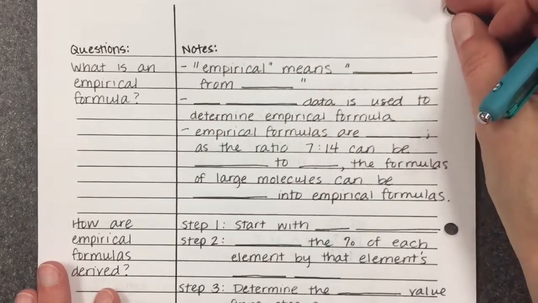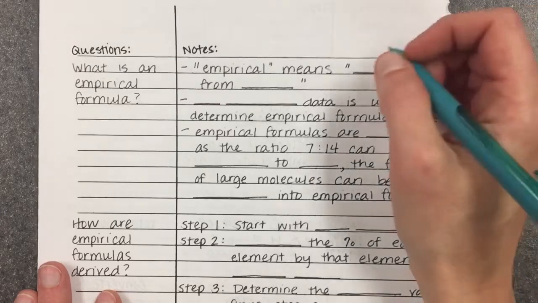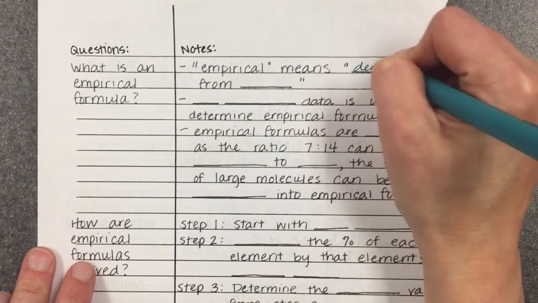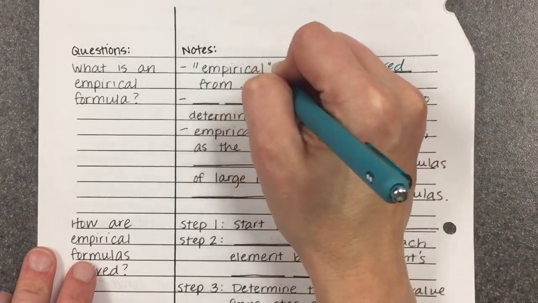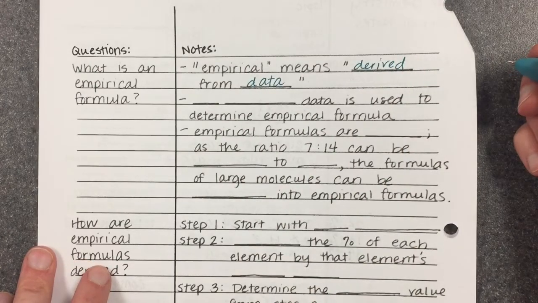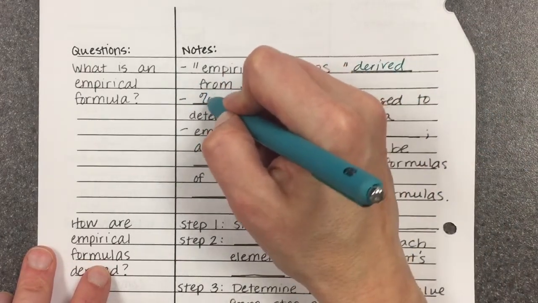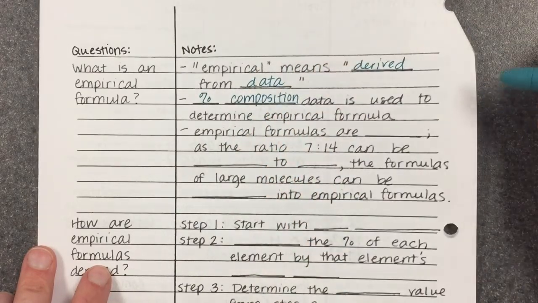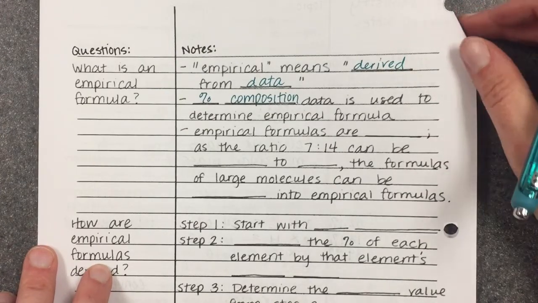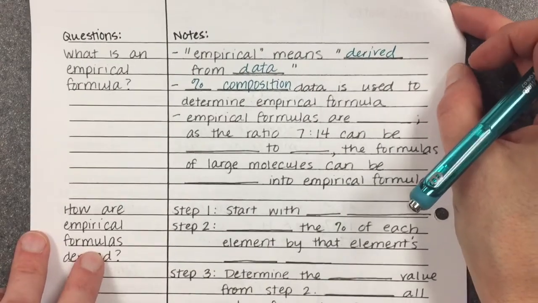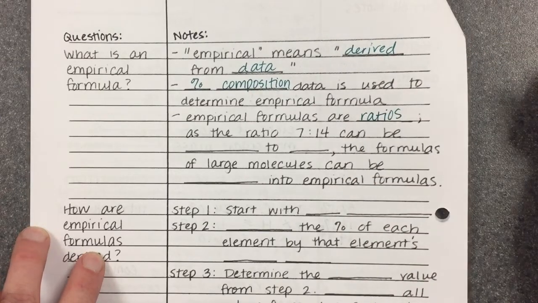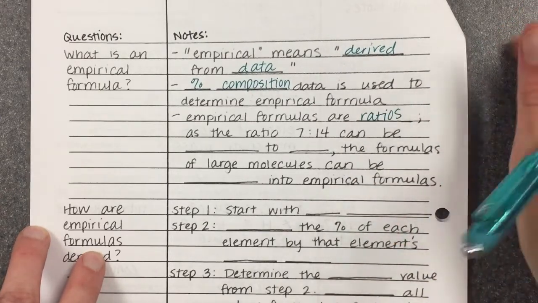Okay, so this actually has to do with empirical formula, okay? Empirical as a word means that it is derived from data, okay? So this comes from data. And it is percent composition data that we are going to use to determine the empirical formula. Okay, so that's the data we're going to use to do that. Empirical formulas are simply ratios. And ratios, we know, need to be simplified.